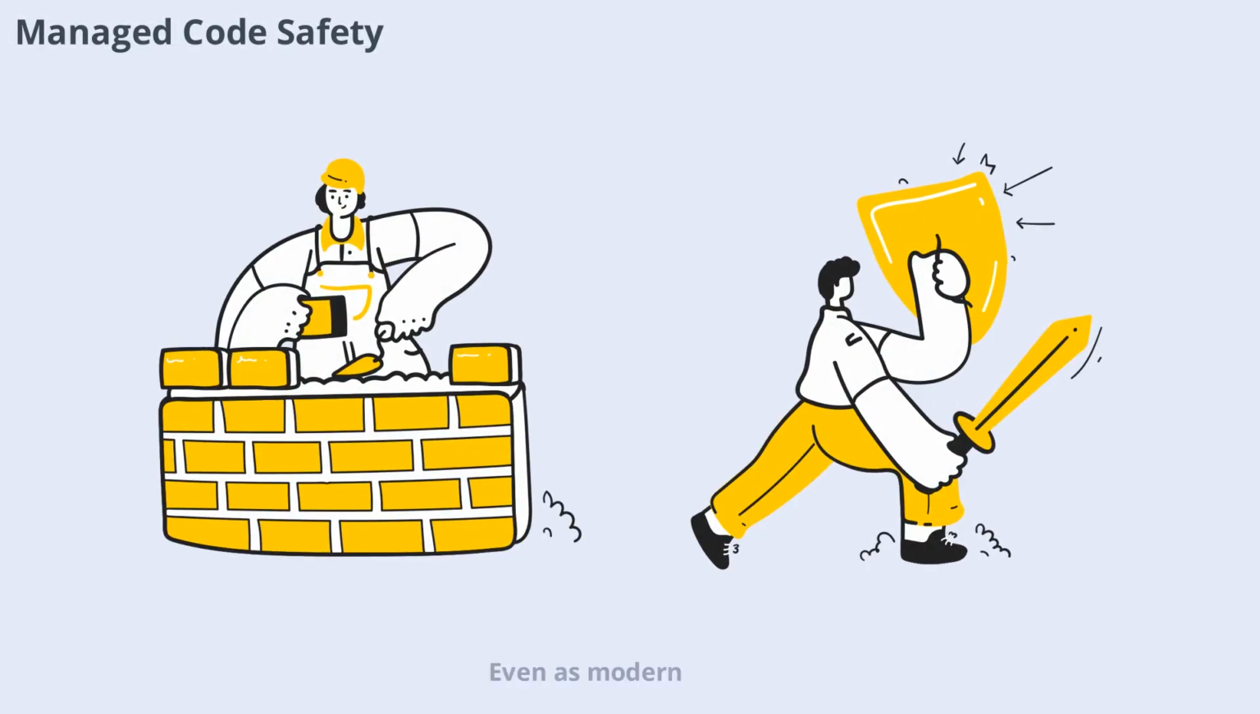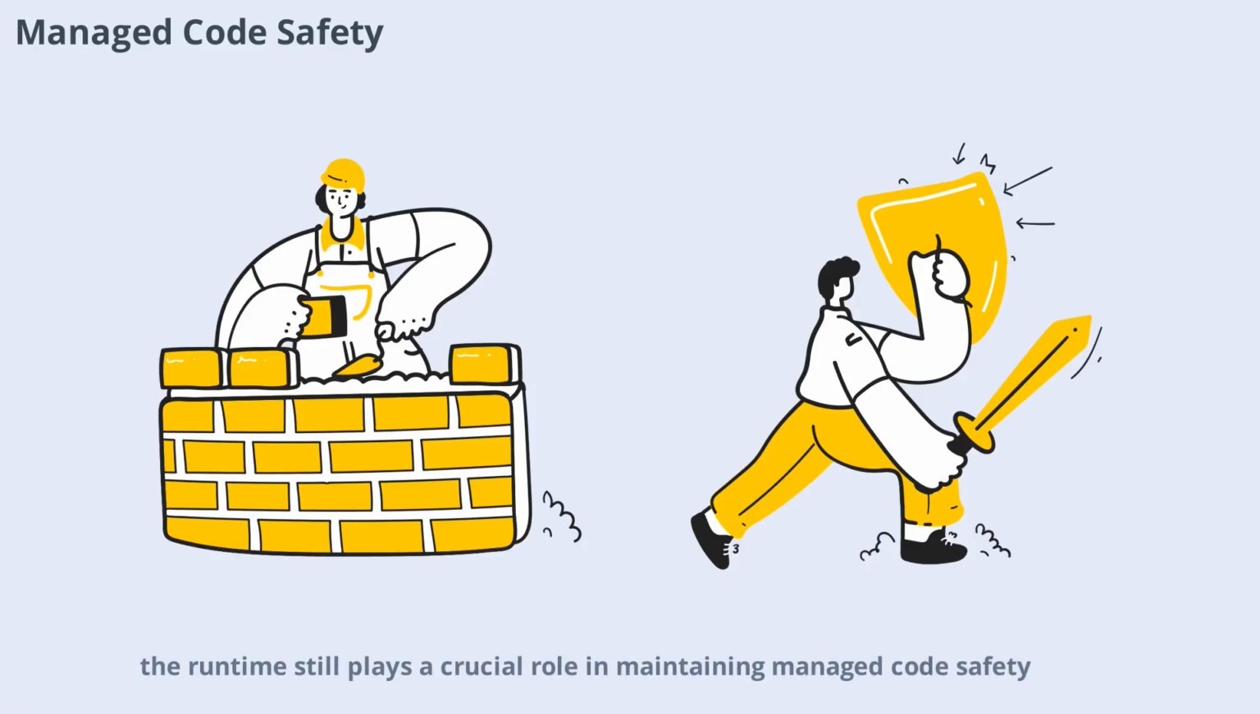Even as modern .NET relies more on OS-level and application-level security models, the runtime still plays a crucial role in maintaining managed code safety. By enforcing permissions and constraints, the CLR ensures that your application operates within safe boundaries. This is especially vital when integrating third-party components or running code from untrusted sources. The runtime security model is a key factor in .NET's reputation for reliability.